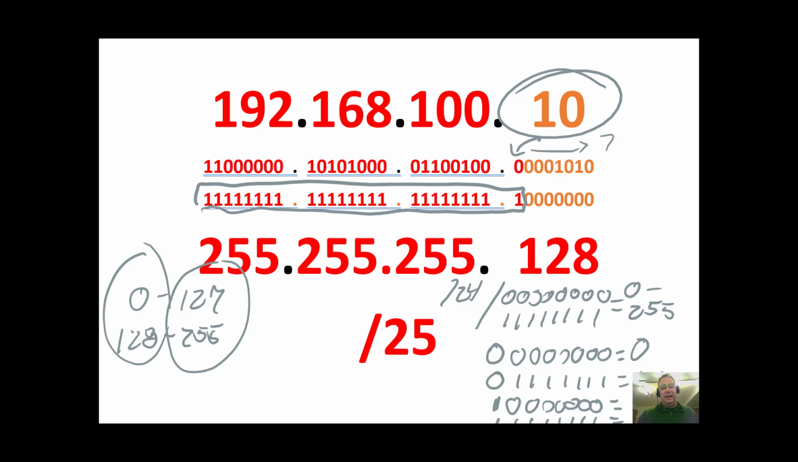In this particular case, our number is 10. And 10 has a 0 in this position, so the network ID for this address is going to be 192.168.100.0. The broadcast address would be 192.168.100.127, and anything in between there would be in that same network.